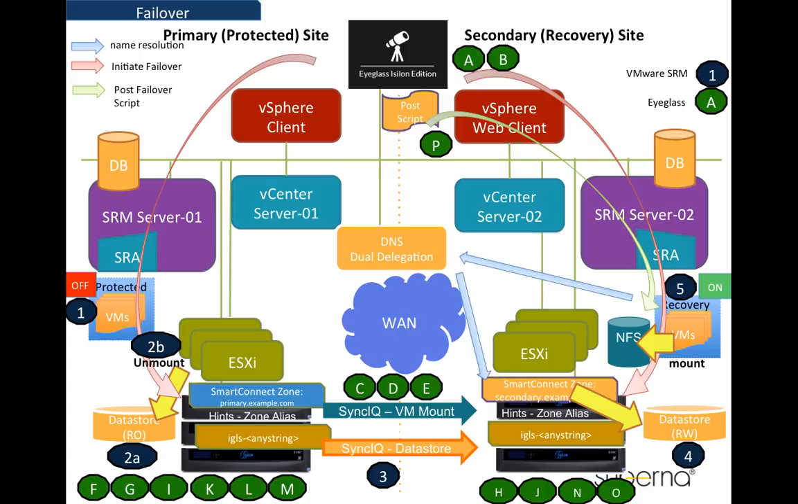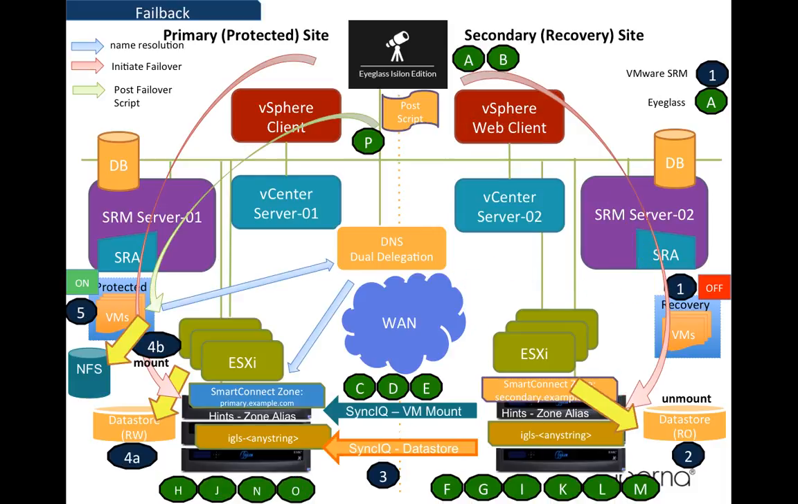The process with letter A is the process of initiating Eyeglass access zone failover for failing over the NFS export mounted to the VM guest OS. This command is initiated through this custom recovery step, and it initiates the Eyeglass failover through the Eyeglass API command. The process with letter P here is the process of executing the Eyeglass post failover. This is to refresh the NFS mount to the VM guest OS.